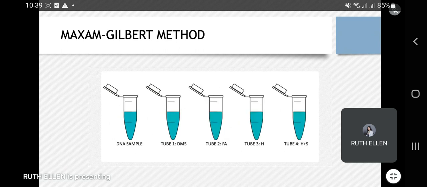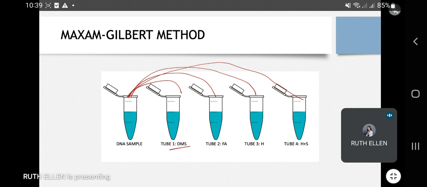So, anong magiging itsura nun? First, aliquot muna natin yung sample natin into 4 tubes. DNA sample sa first tube, DNA sample sa second tube, DNA sample sa third tube, DNA sample sa fourth tube. For tube 1, ang ilalagay natin is dimethyl sulfate. Tube 2, formic acid. Tube 3, hydrazine. Tube 4, hydrazine with salt. So, yung DNA sample natin, aliquoted into 4 tubes, and yung 4 tubes na yun, lalagyan natin ng base modifiers which targets a different nucleotide.